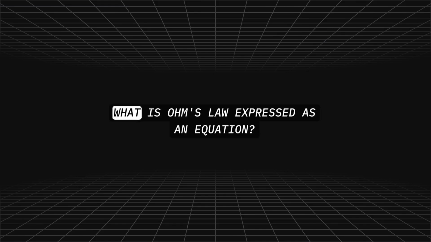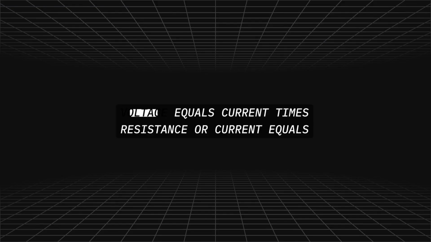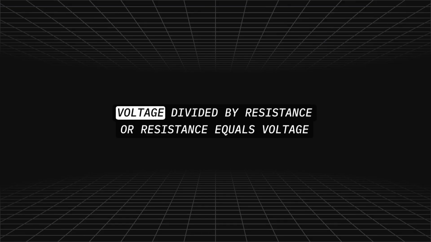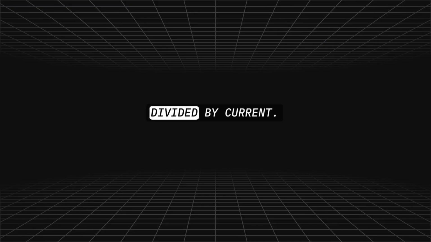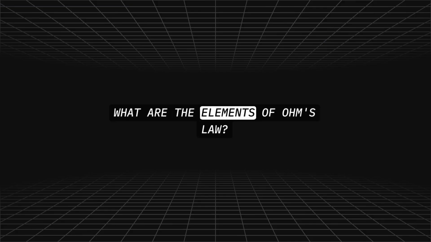Ohm's law. What is Ohm's law expressed as an equation? Voltage equals current times resistance, or current equals voltage divided by resistance, or resistance equals voltage divided by current. What are the elements of Ohm's law?